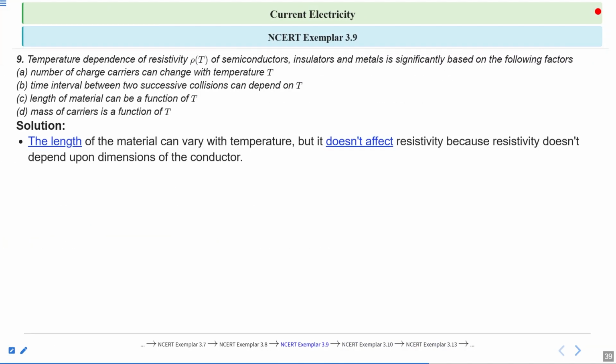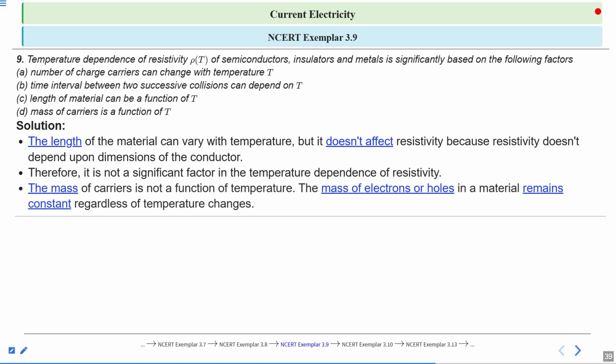The length of material can vary with temperature, but it does not affect resistivity because resistivity doesn't depend on dimensions of the conductor. Length can be changed with the temperature; you have studied in thermal properties of matter in 11th class that length can be changed by increasing the temperature. But because resistivity is a material property, it doesn't depend upon the dimensions of the conductor. So the increase in length will not affect the resistivity. Therefore, it is not a significant factor in the temperature dependence of resistivity.